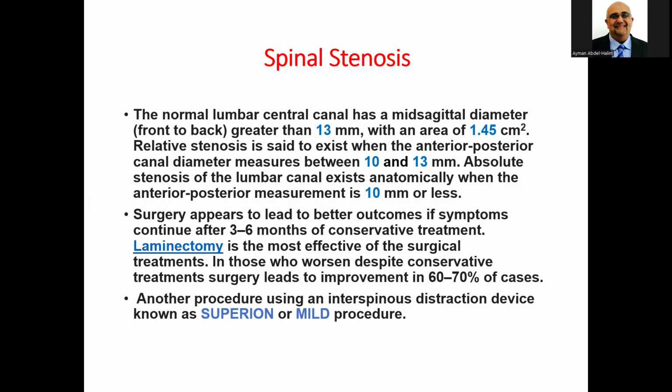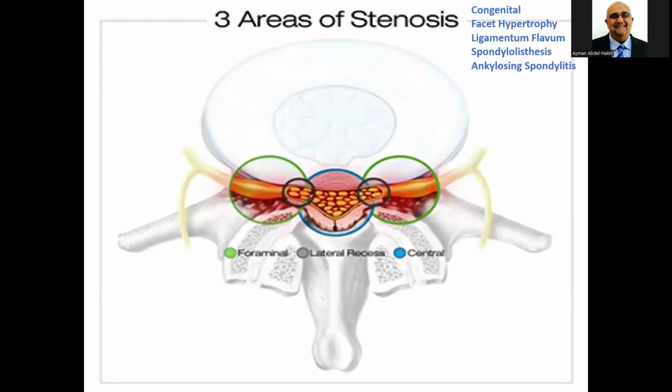Okay. Another procedure that can be used is basically either putting an interspinous distraction device like Superion, or doing what we call the MILD procedure. We have three areas of stenosis: central, lateral recess, and foraminal. And these are the causes of spinal canal stenosis: congenital, facet hypertrophy, ligamentum flavum hypertrophy, spondylolisthesis, and ankylosing spondylitis.